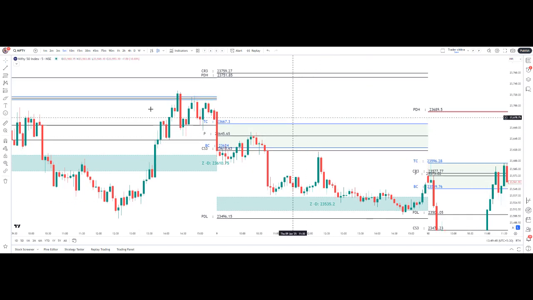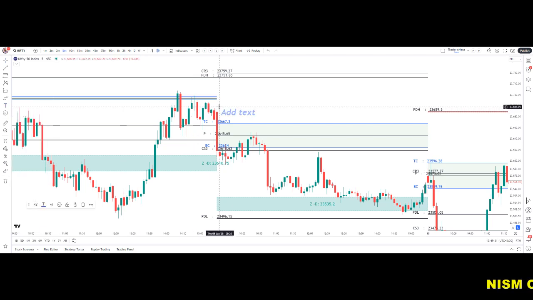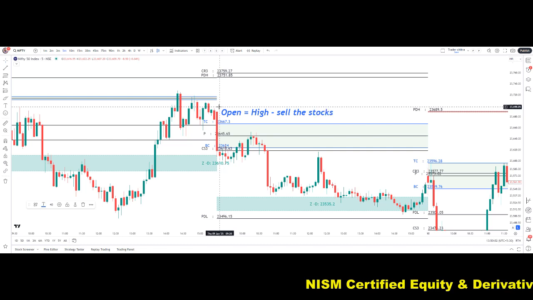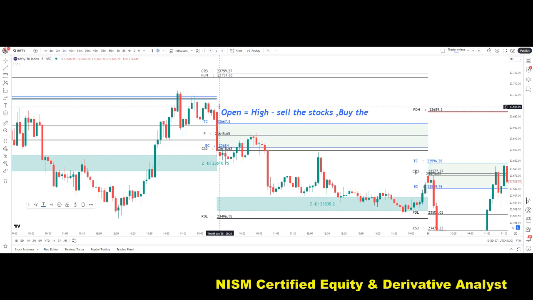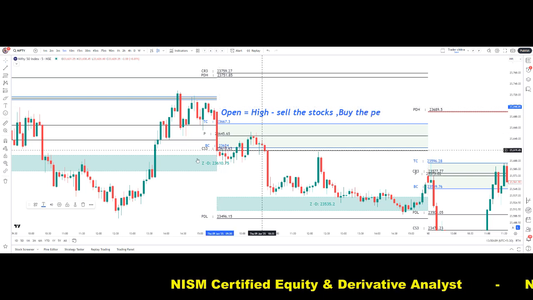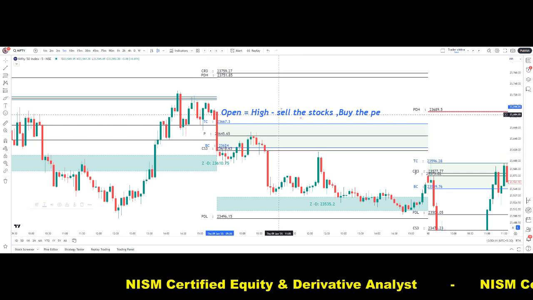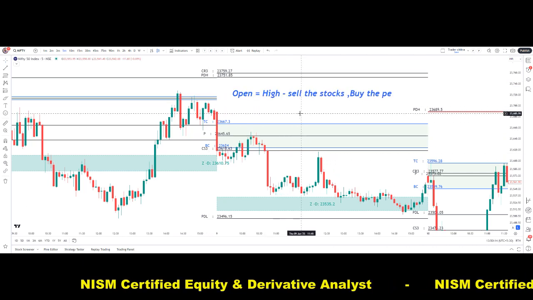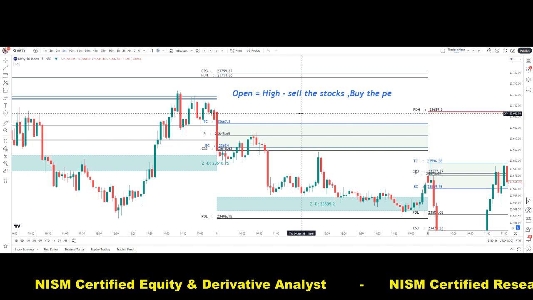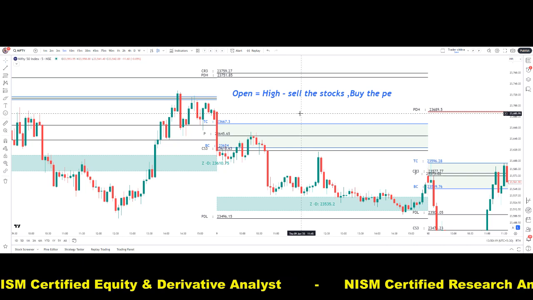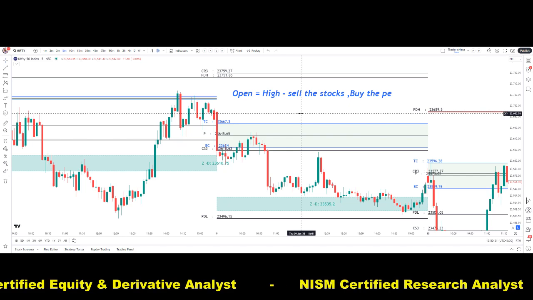So the first concept we are going to look at is open equal to high. Then in that case we are going to look for selling the stocks. Okay, so if you are doing options, in that case you can look for buying the put option, so buy the PE. So here, for open equal to high, we look for selling the stocks, or if you are trading the options, then you can look for buying the put.